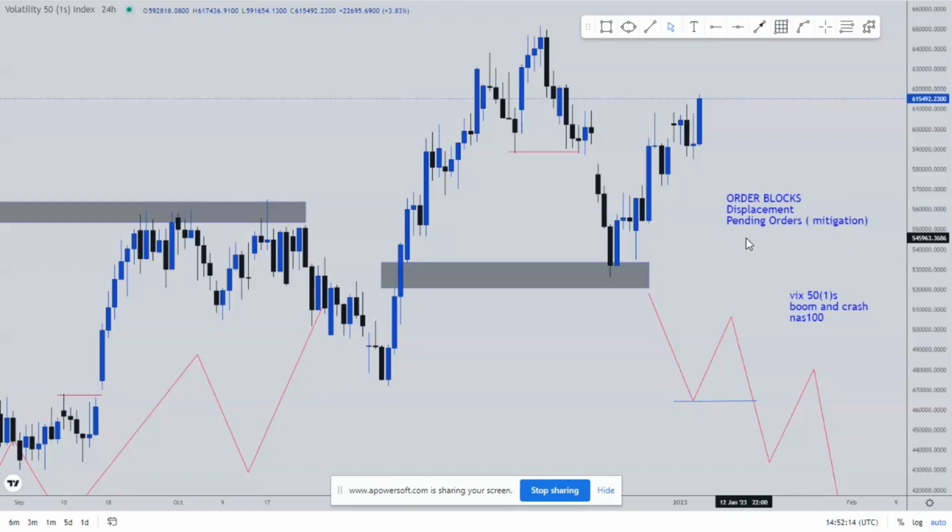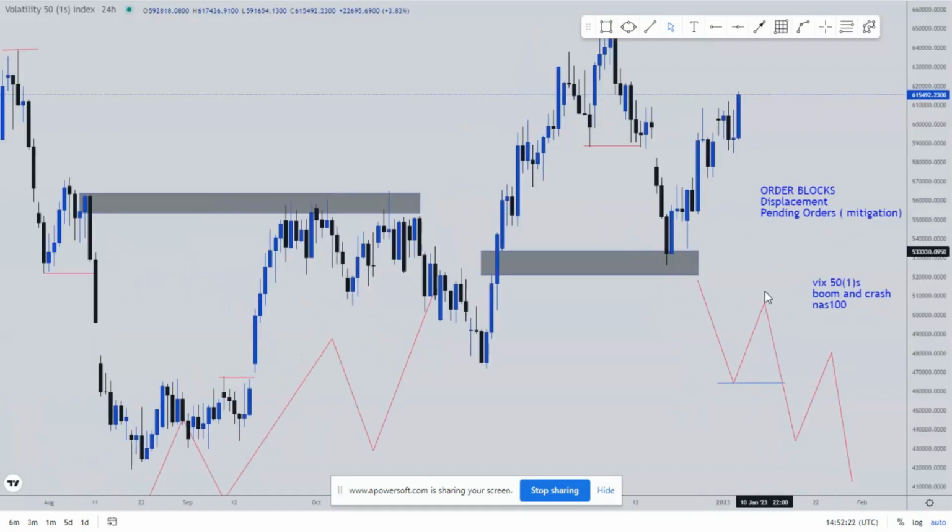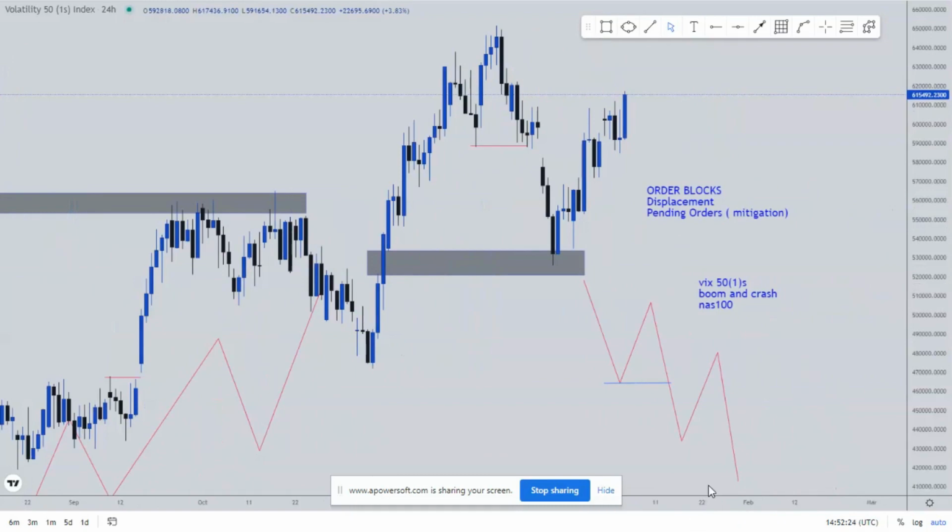Yes, we are going to see the order blocks. Sometimes the market returns to them and sometimes it doesn't. So now, pending orders call for mitigation. Now this is it.